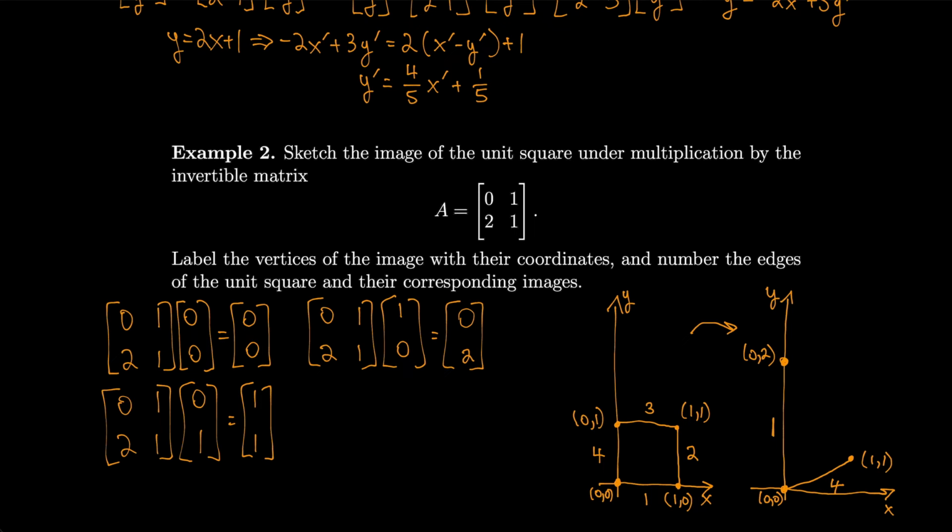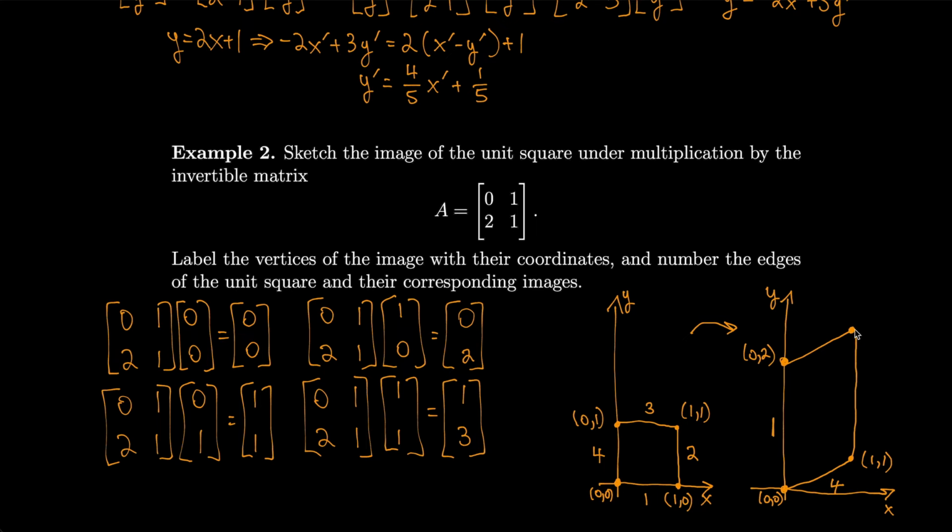Okay, we'll finish up by seeing where our last vertex goes. So we'll multiply the matrix by (1, 1). That was our last vertex, and we get (1, 3). So (1, 3) is all the way up over here. So we can connect these, and we get a little parallelogram.